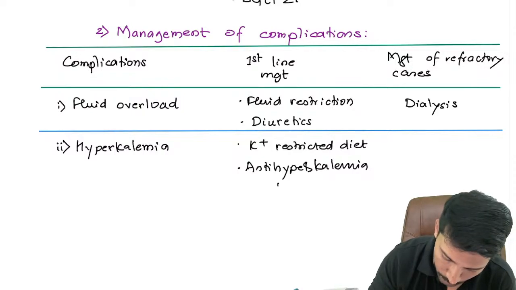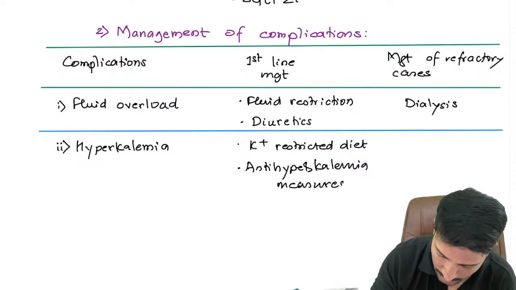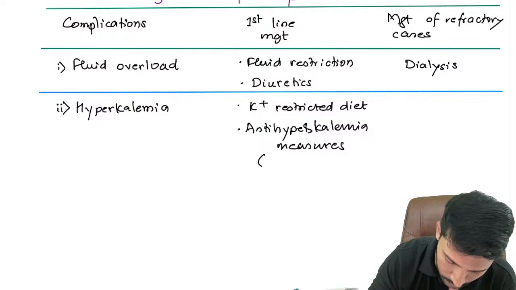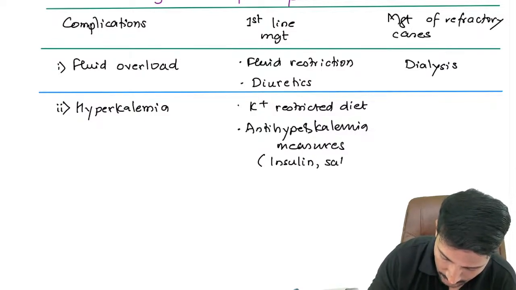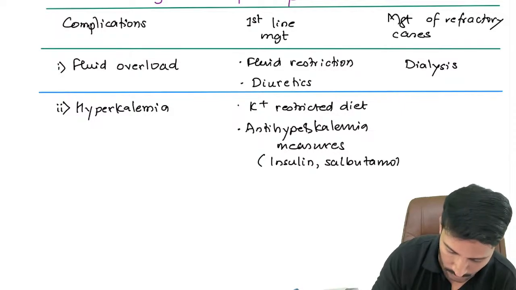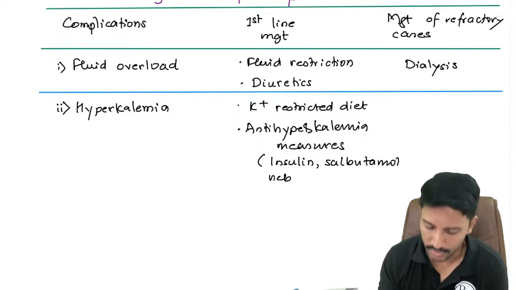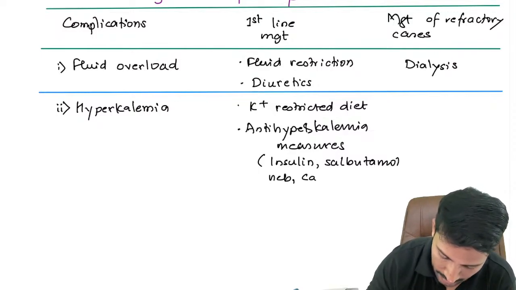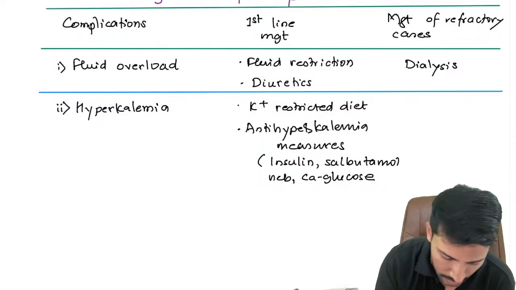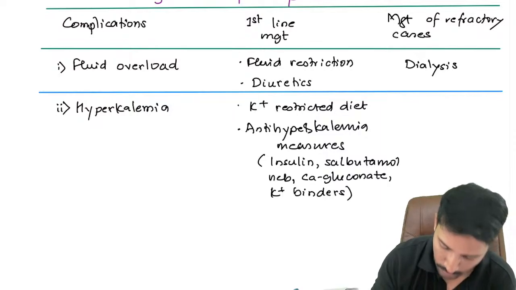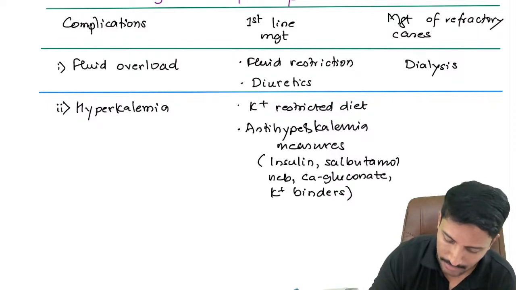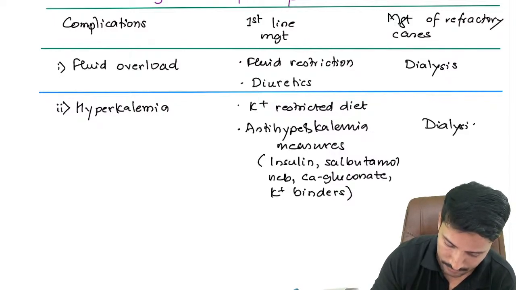Under anti-hyperkalemia measures, of course, we will include insulin, then salbutamol nebulization, which will again shift the potassium from the extracellular to the intracellular compartment. Then we will include calcium gluconate, which reduces the risk of arrhythmias because of hyperkalemia, and potassium binders or potassium binding regimens. Examples we have already written, Kayexalate. If that fails, again I go for dialysis.